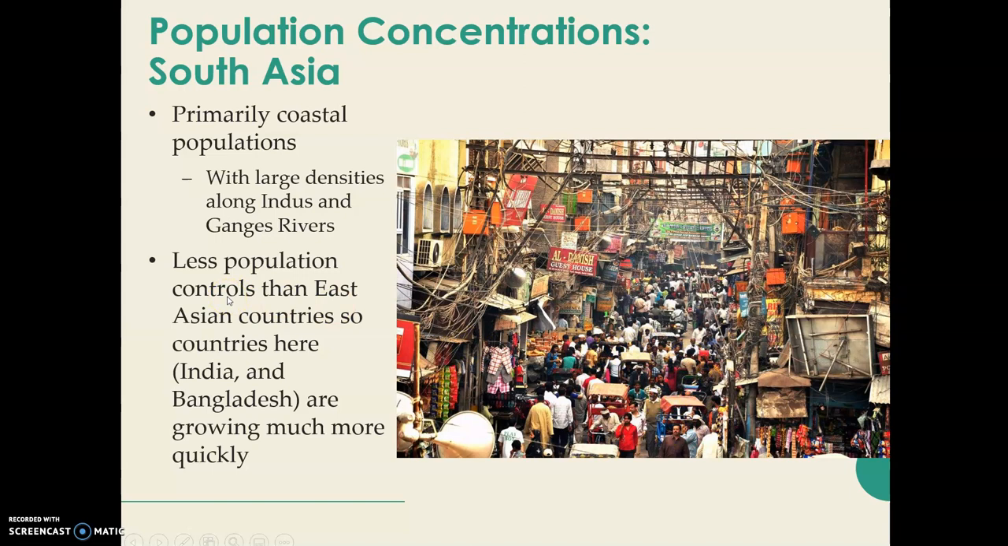They don't have as many population controls either, and places like India and Bangladesh are growing faster than any other place. Currently, China has the largest population between India and China, but India is set to outpace them in the coming years and take that number one place for having the highest rate of population density.